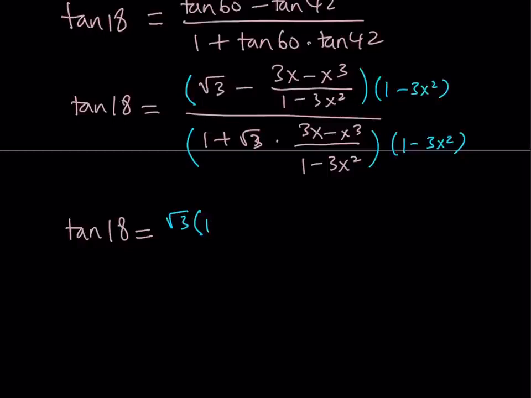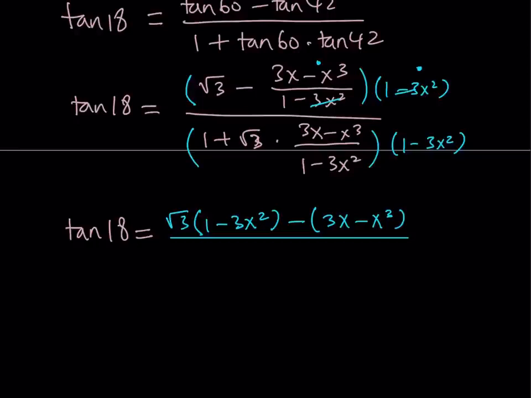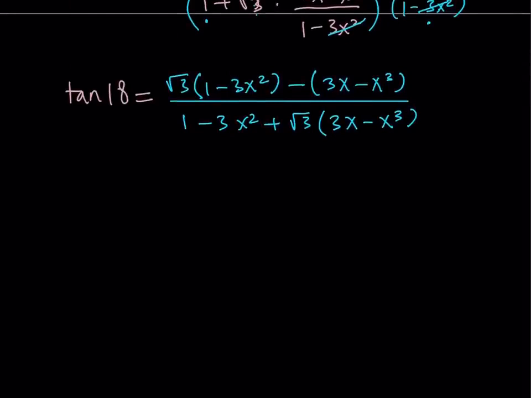So let's clean it up a little bit. 1 minus 3x squared, and then the second term multiplied by 1 minus 3x squared here and here. The 1 minus 3x squared is going to cancel out, and that's going to leave us with 3x minus x cubed, but we have to make sure that it's inside parentheses. And later on, we're going to simplify that. Okay, this is going to be my denominator. When we distribute 1 over this, 1 times that is going to give me 1 minus 3x squared. And then when we distribute the fraction, these two are going to cancel out, but we're going to have a root 3 here, multiplied by 3x minus x cubed. Great. Let's simplify this expression, and we're going to get our answer. So tangent 18 is going to equal.